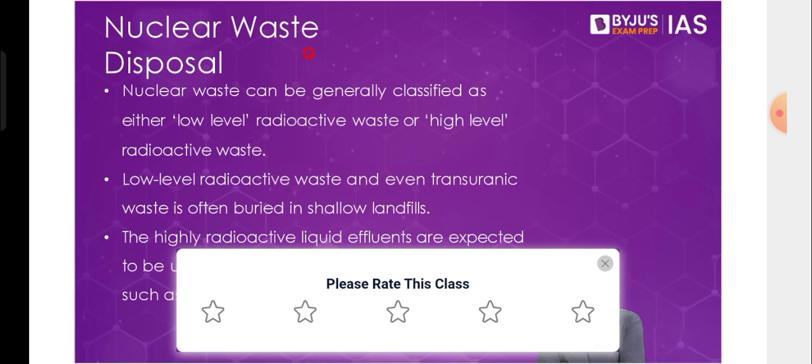Now, one of the issues here has been nuclear waste disposal. There are radioactive wastes that are generated after the reaction is done, because largely we are still using pressurized heavy water reactors. Because of the use of pressurized heavy water reactors, we know that radioactive wastes are produced here.